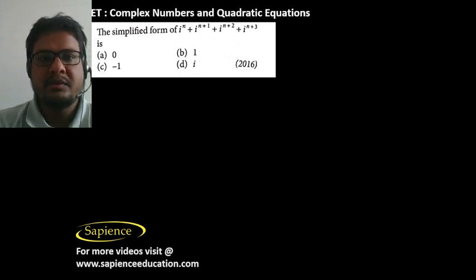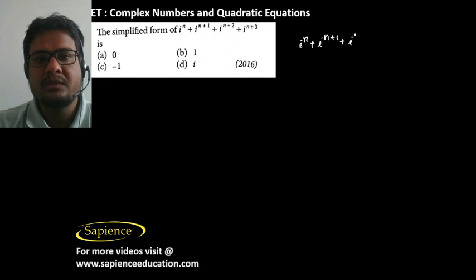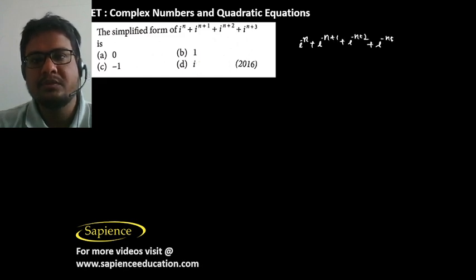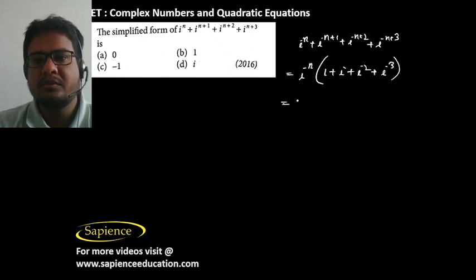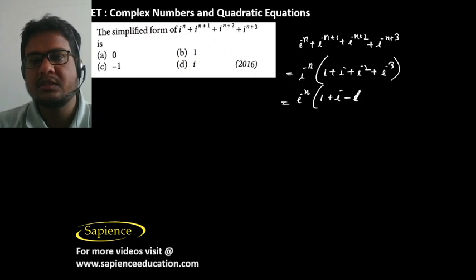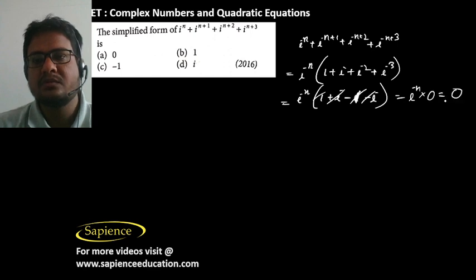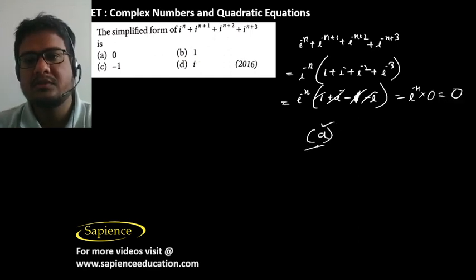Then we have to write the simplified form of this. So i power n plus i power n plus 1 plus i power n plus 2 plus i power n plus 3. So from here we can take i power n as common. Then this will be i power n into 1 plus i plus i square plus i cube. So this will be i power n into 1 plus i, then this is minus 1, and this is minus i. So 1 will cancel, i will cancel. So i power n into 0, so that is equal to 0. So option A is the correct answer.